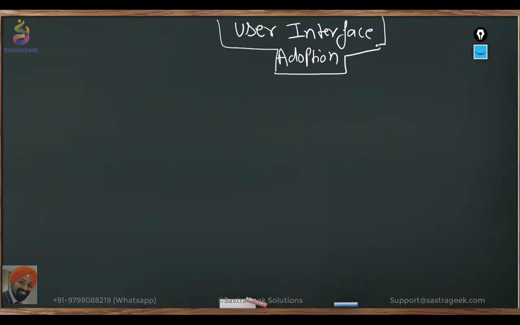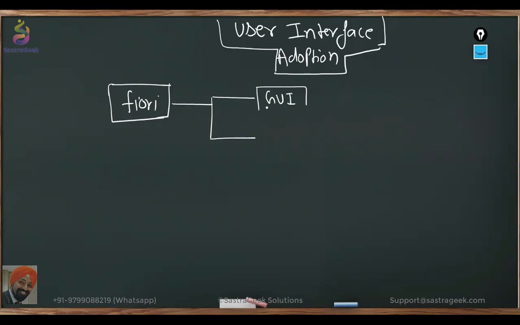So whenever we need to do the user interface adoption, we are talking specifically about Fiori. You have gone into the Fiori and you have found the application. There would be two kinds of applications, and two different kinds of adoptions would be available for them. There would be a Fiori application, which is a GUI based application, and then second is your Fiori simplified application. Those two different applications can be there, your GUI based application or Fiori simplified based application.